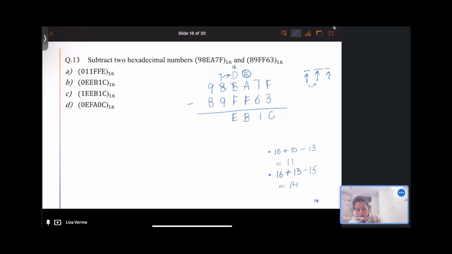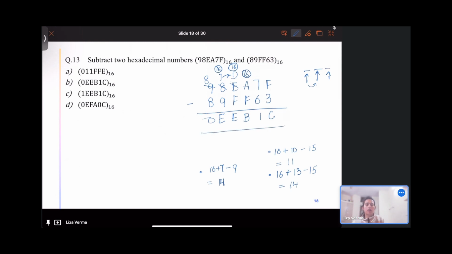7 minus 9. 7 is also less than 9. We'll again take a borrow. This will be 16, and the operation would be 16 plus 7 minus 9, just as we normally do. This will be 11 again, so 14, and E, 8 minus 8 is 0.